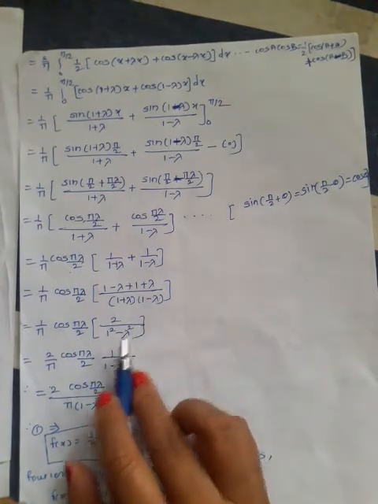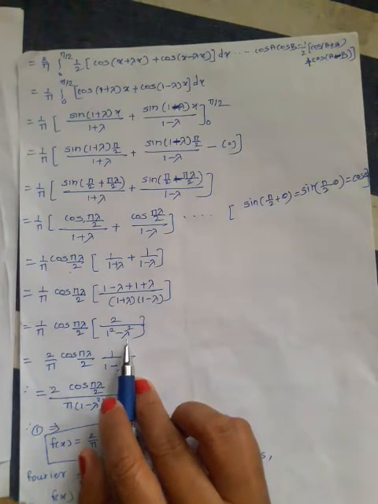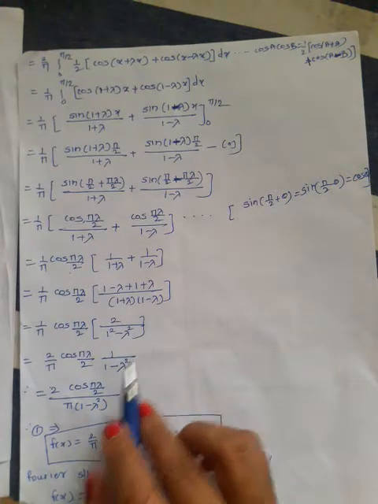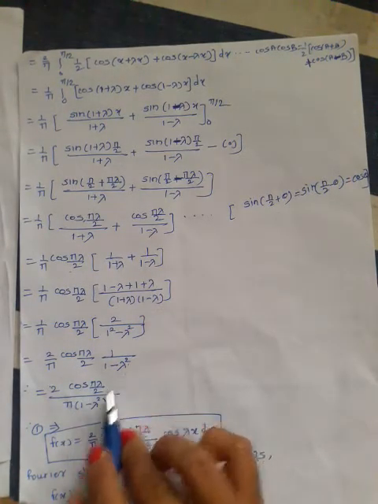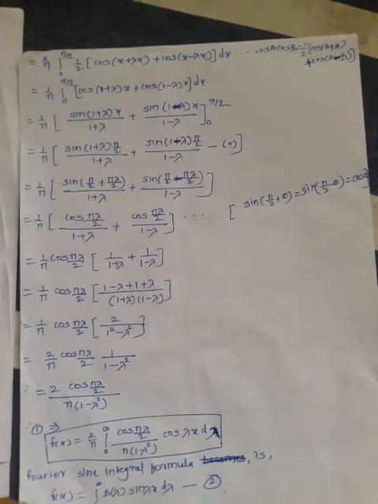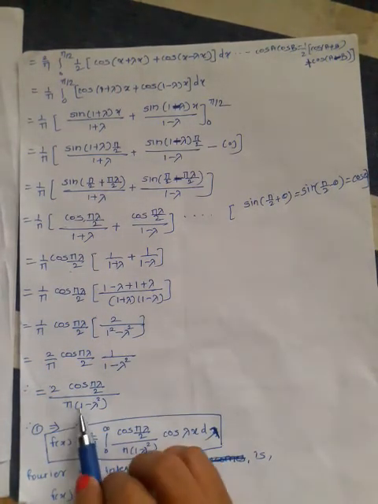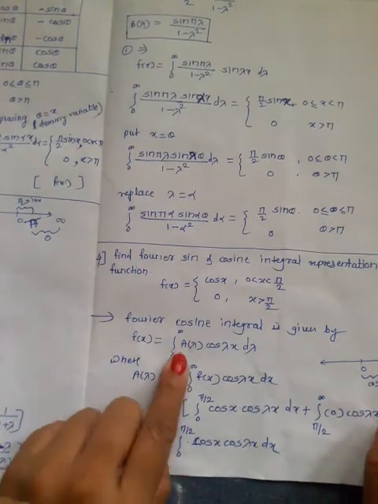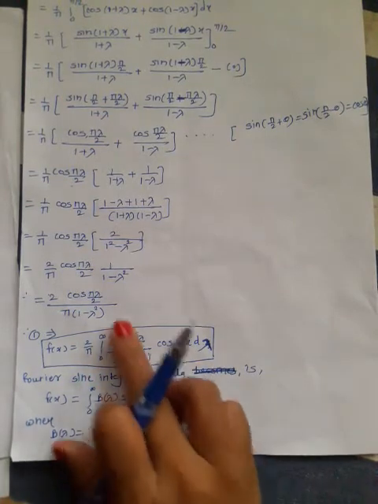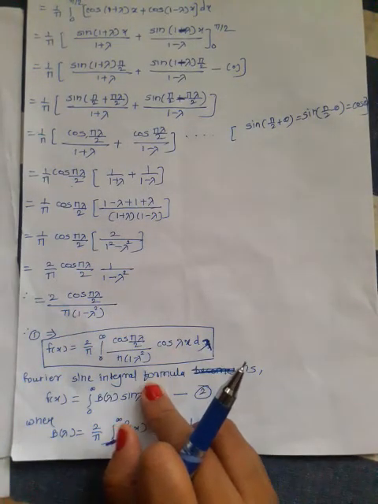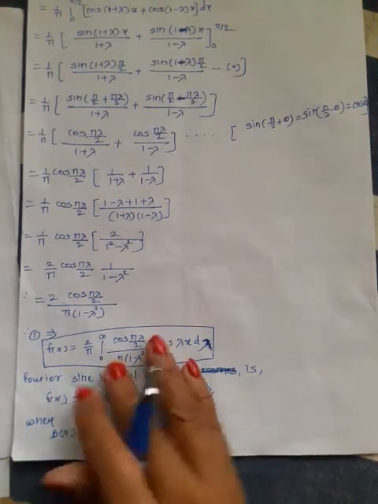A plus b into a minus b becomes a square minus b square. Formula. Okay. That's why answer is 2 cos pi lambda by 2 upon this pi into 1 minus lambda square denominator as it is. This is the value of a lambda. Put this value in our original answer, that is fx, Fourier cosine integral formula. Here we get fx is equal to 2 upon pi integration this a lambda as it is, only pi is there.